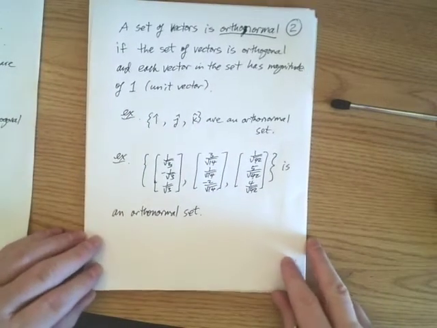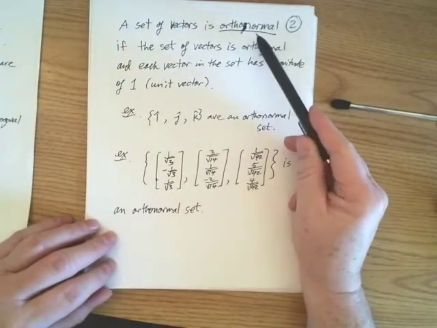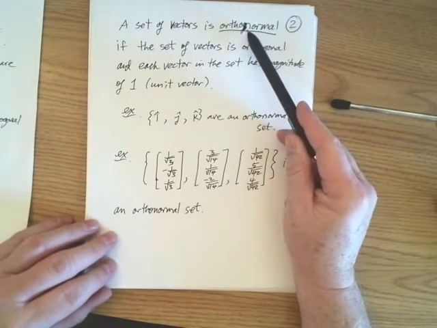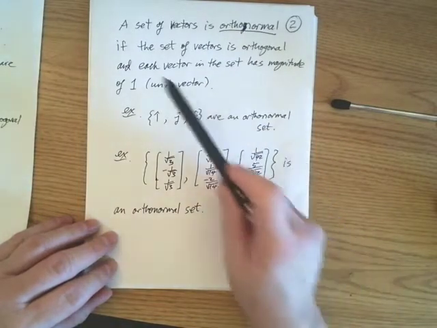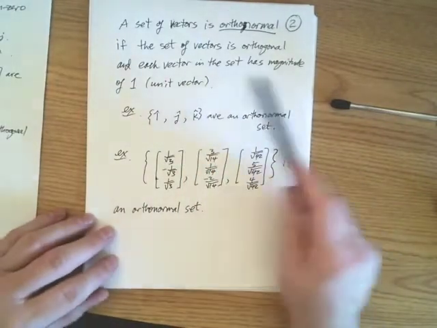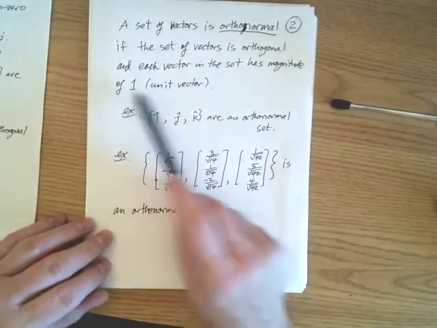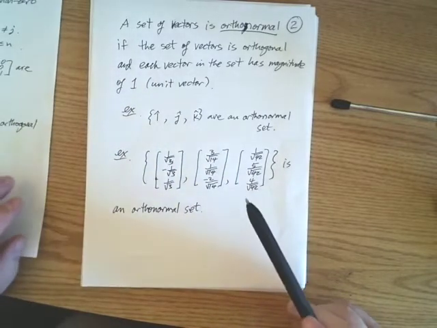Sorry, I was a little sloppy on this one, but I hope you can read it. A set of vectors is orthonormal, that's supposed to be an n, if the set of vectors is orthogonal, so it satisfies this, and each vector in the set has magnitude 1. In other words, each of the vectors is actually a unit vector.